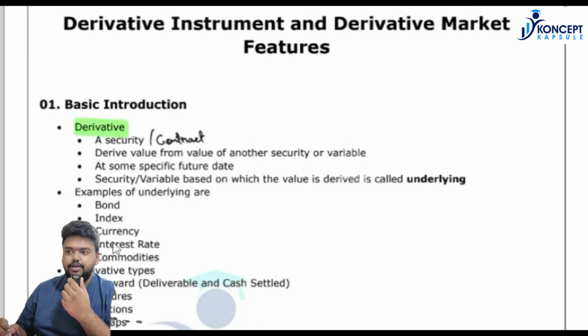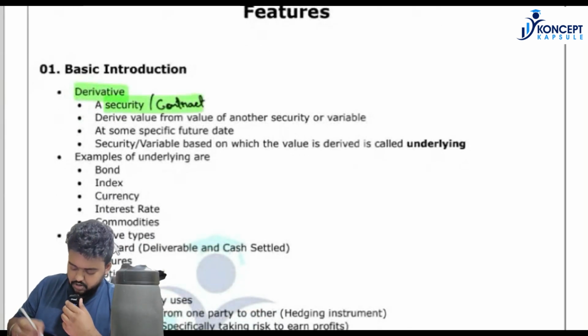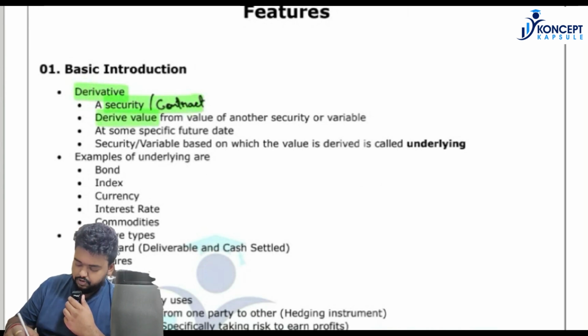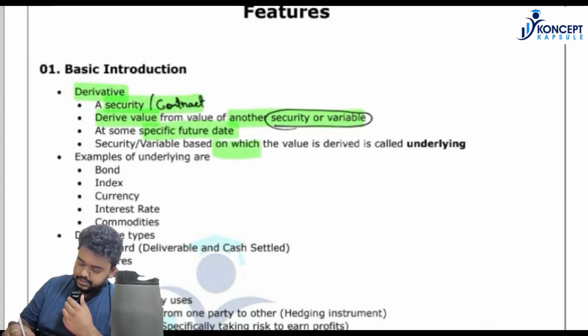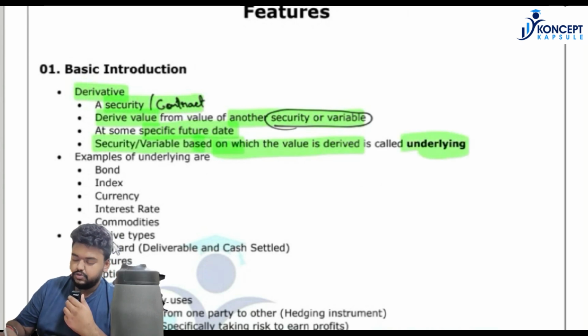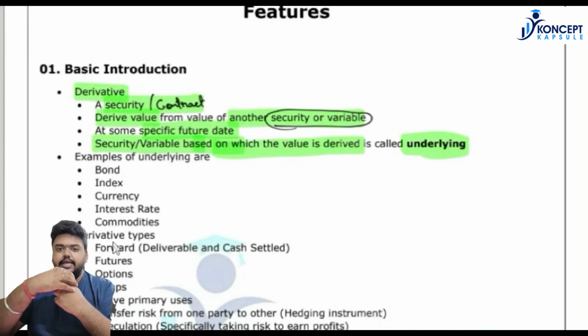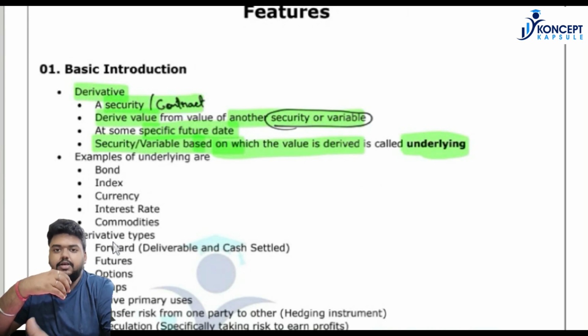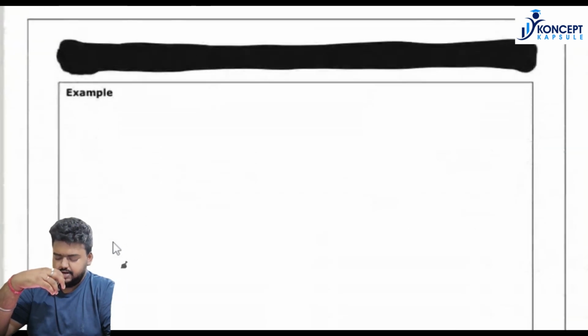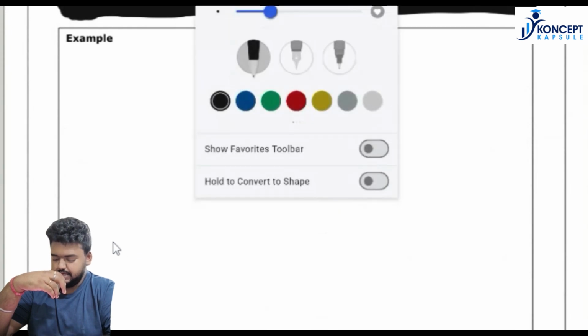The introduction for derivatives is given as: a derivative is a security or a contract that derives its value from another security or a variable at a specific future date. The security or variable from which the value is derived is known as the underlying. So basically, a derivative is a contract that derives its value from another security or variable, and that security or variable is known as an underlying. Let us try and understand it with the help of a realistic example.